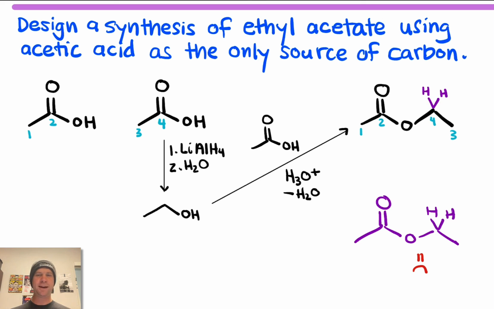And even if you could make this, further reduction of the ester is likely if you could find a reducing agent that does this selectively. That's asking a little too much of nature here. So the right idea was to reduce first and then use Fischer esterification to create the ester product.